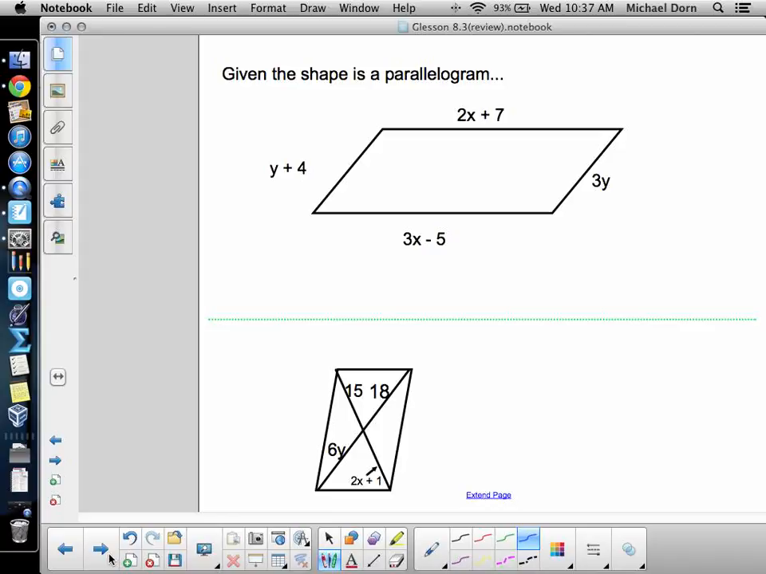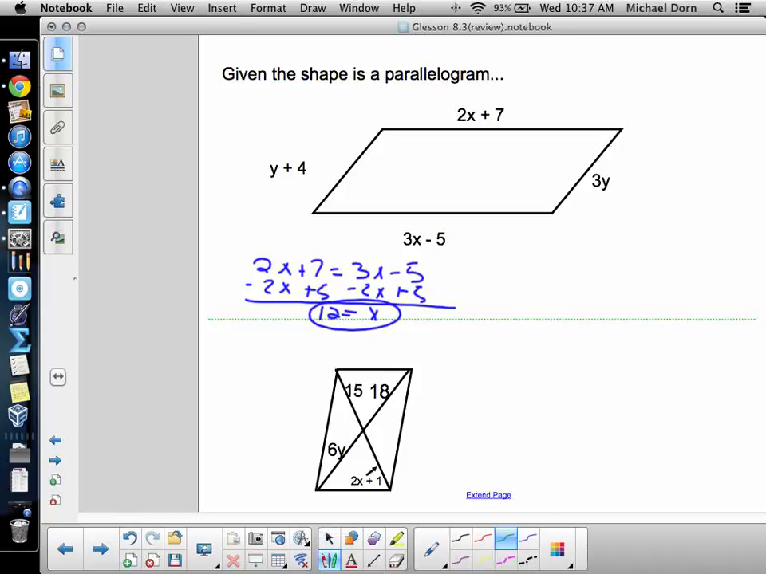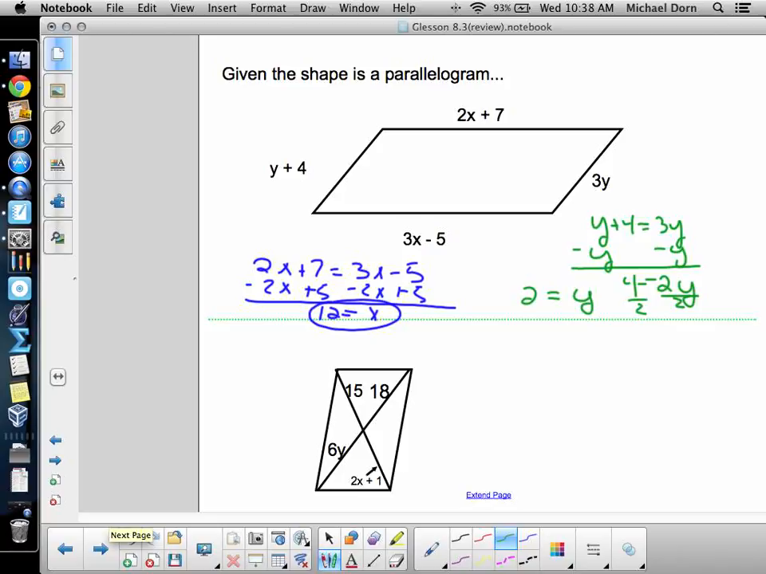How are we going to set the top one up? Okay, and that's pretty easy. Subtract the 2x, add the 5. Again, showing the work, I get x equals 12. How about for the y's? Yep. What are we going to do to both sides to solve this one? Subtract y. Yeah. Basic algebra. 2y equals 4, so divide by 2, y equals 2.